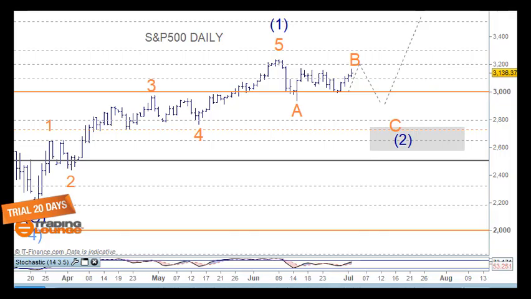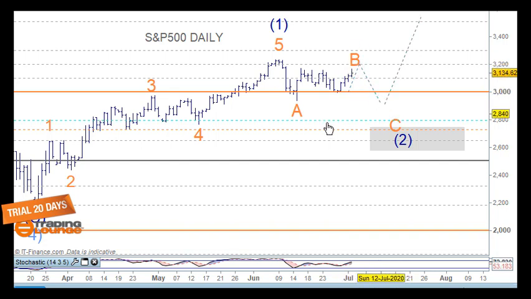Welcome to Trading Lounge and the SP 500 for the 3rd of July, and we're on track here in terms of this particular count here in terms of 1 and 2 and 3 and 4 and 5 here for wave 1, an A wave here, and then an A and a B and a C wave here for wave B, and then down for wave C through here.